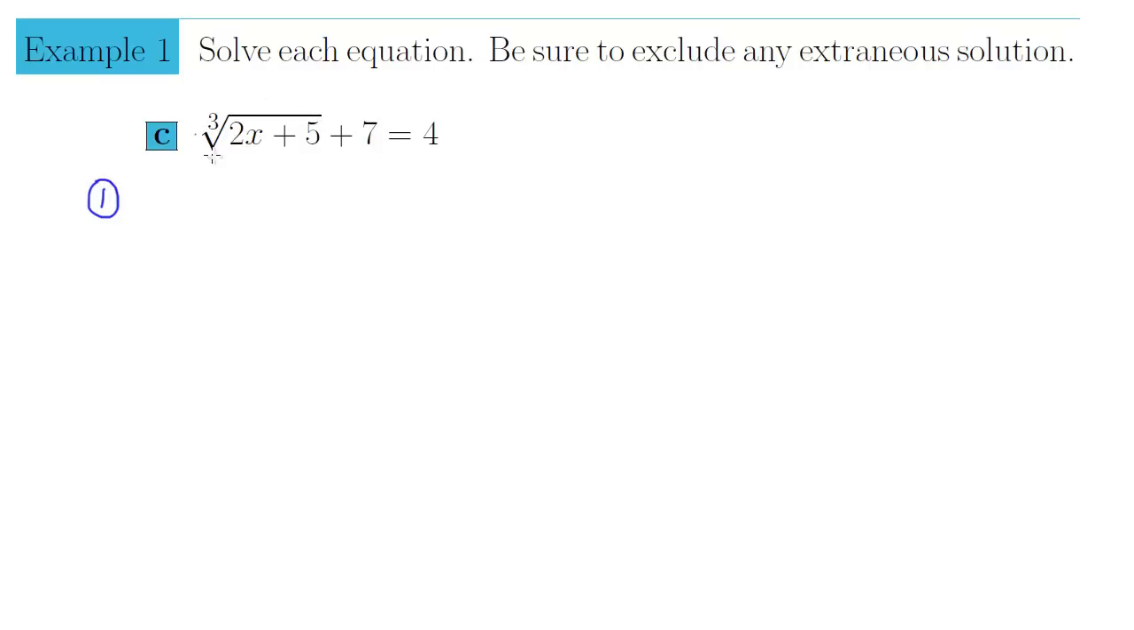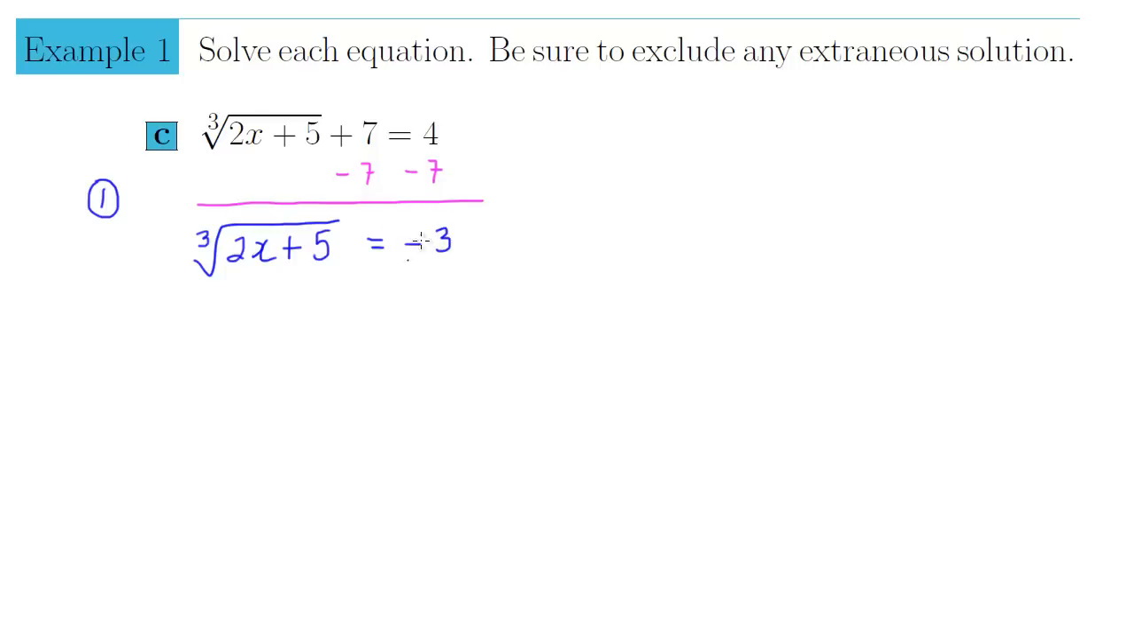In this case, the reason the cube root is not isolated is because of this plus 7. So I'm going to subtract it over to the other side. Minus 7. Minus 7. So that leaves me with the cube root of 2x plus 5 equals 4 minus 7, which is negative 3.